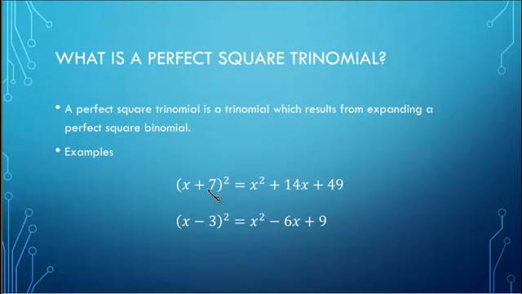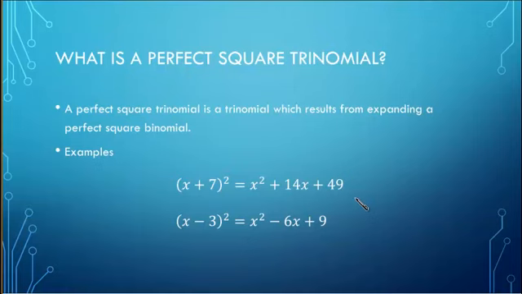So how does this expand? Well, it's x squared plus 2 times x times 7, which gives us 14x, plus this squared, which is 49. And here we have another perfect square binomial, x minus 3 quantity squared. So this then is the first term squared, x squared, minus 2 times 3 times x, which is minus 6x, plus 3 squared, which is 9. Notice it's minus 3 times minus 3, which gives us 9. So given a perfect square binomial, it's easy to get the corresponding perfect square trinomial.